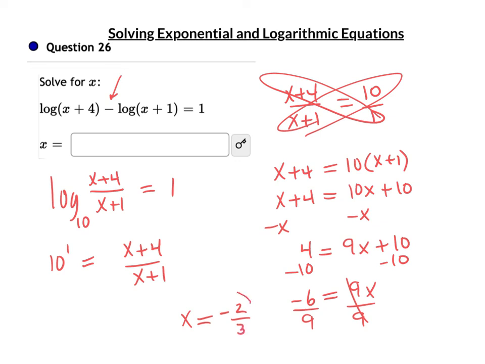You got to check. When I plug this in, is it going to create a negative number that I can't take the log of? Notice if I put negative 2/3 in here and I add 1, it becomes a positive number, positive 1/3. So that's okay. I can take the log of 1/3. Right here, if I plug in negative 2/3, it's negative 2/3 plus 4, which is 3 1/3. And again, I can take the log of that. This appears to work. Here's our answer.